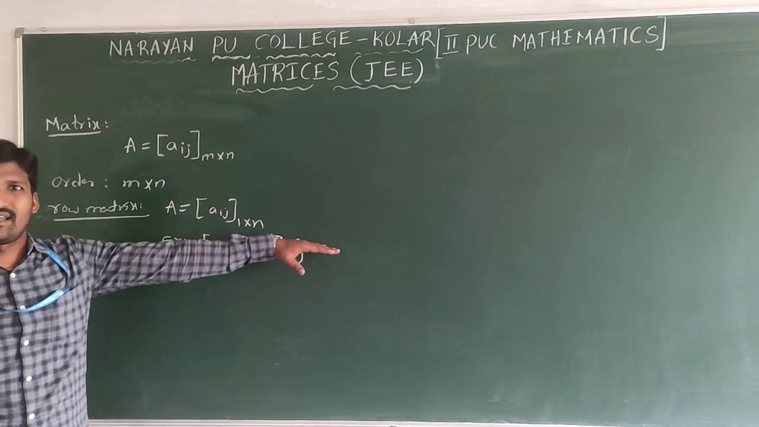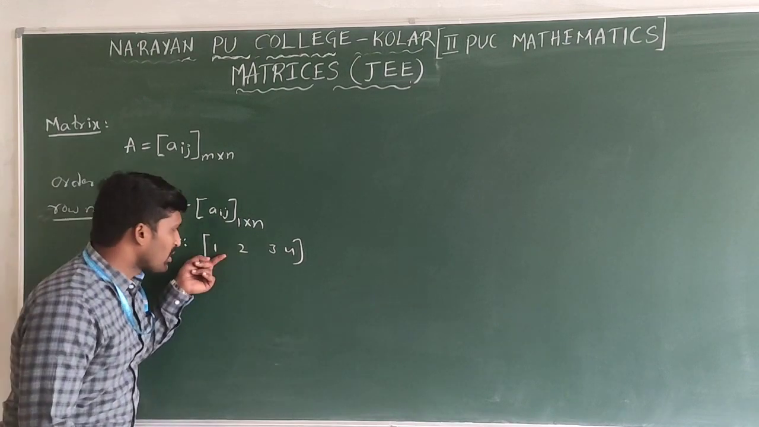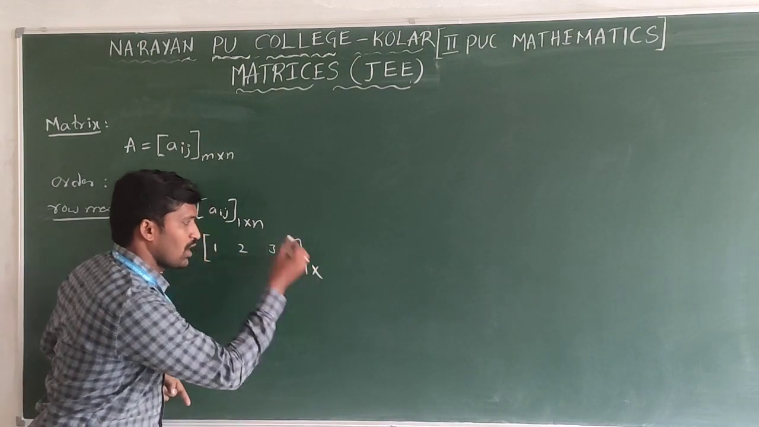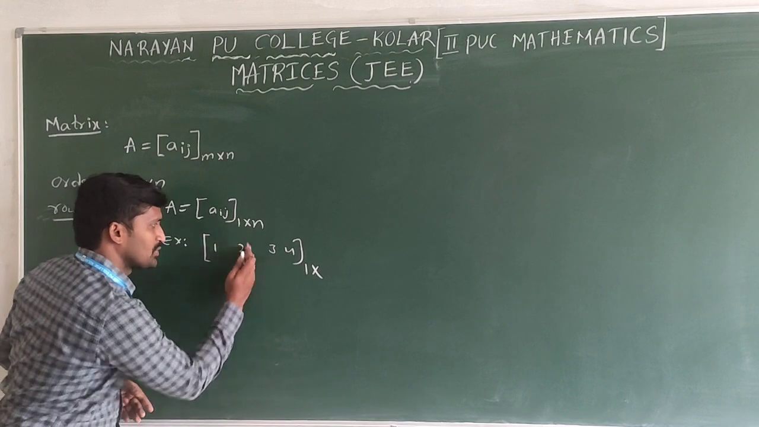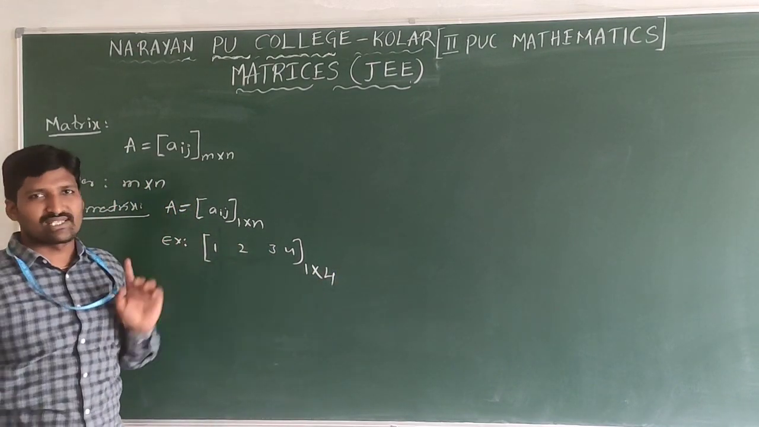Row means horizontal, column means vertical. Already we discussed this in PU. Number of rows here is clearly one, cross columns. Only 1, 2, 3, 4 are there. Clearly it's a row matrix. There is only one row.